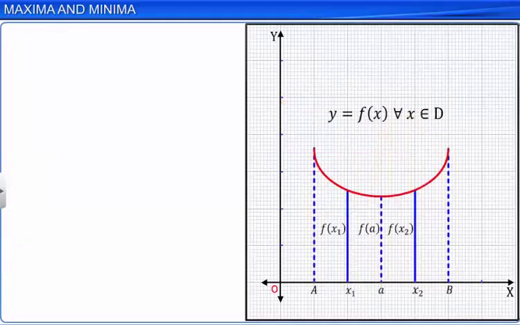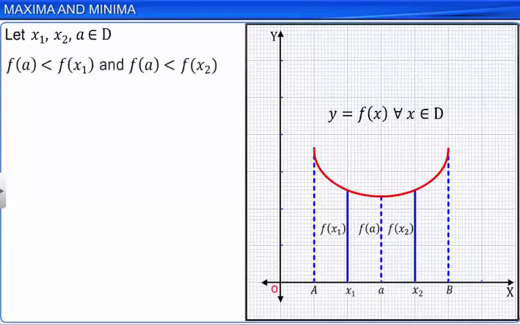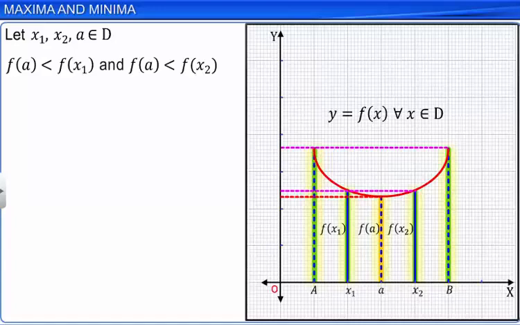Now take a look at this graph. What do you observe? Yes, you got it right. In this case, the value of the function f at point A is the least. That is, the value of the function at any other point to the left or right of A is greater than f of A.